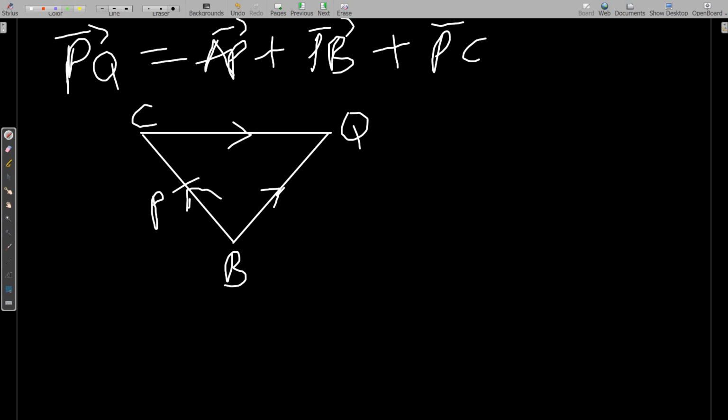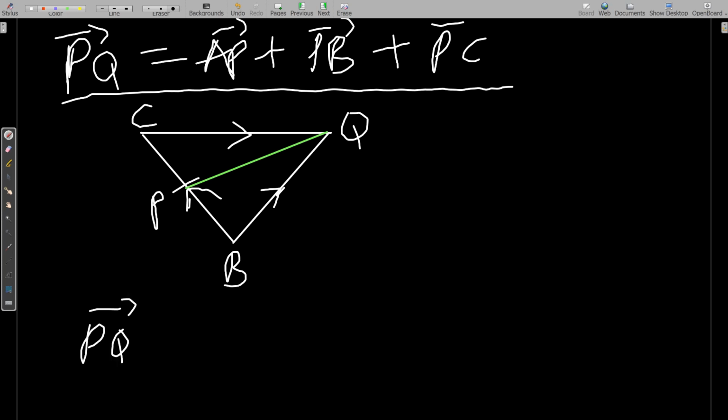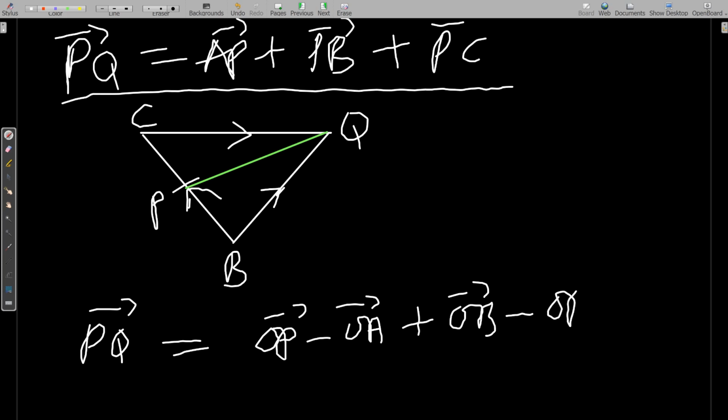Now we've said that PQ, which looks like this, has been given. So PQ has been given using this equation from the question, that PQ is actually AP plus PB plus PC. So let's use position vectors to expand that. Now PQ in terms of position vectors will give us AP, which is OP minus OA, plus OB minus OP, plus OC minus OP.